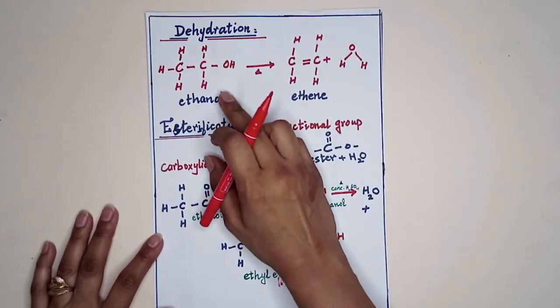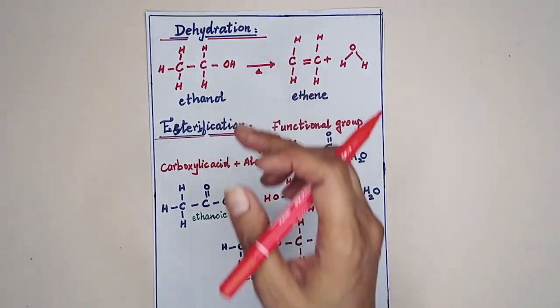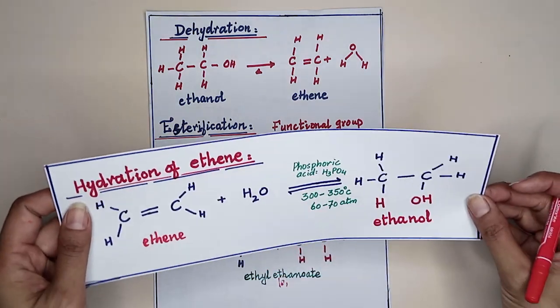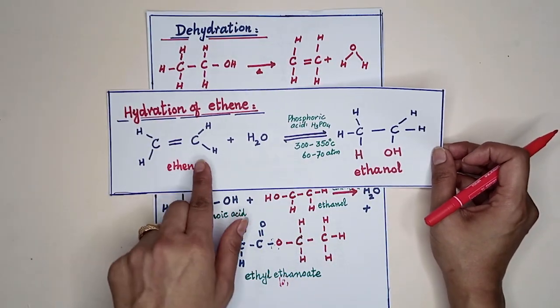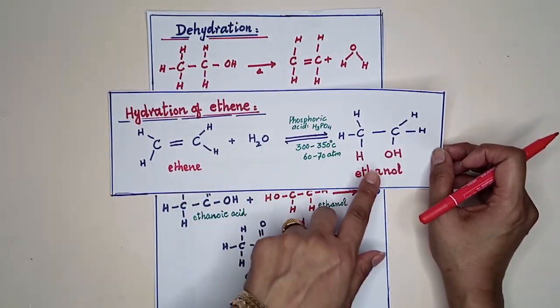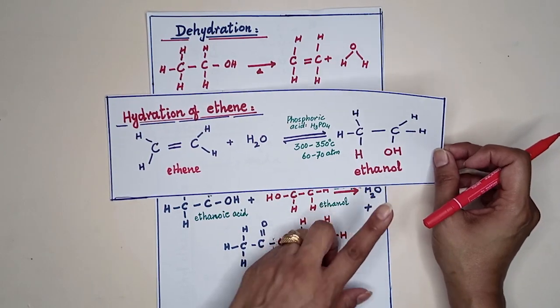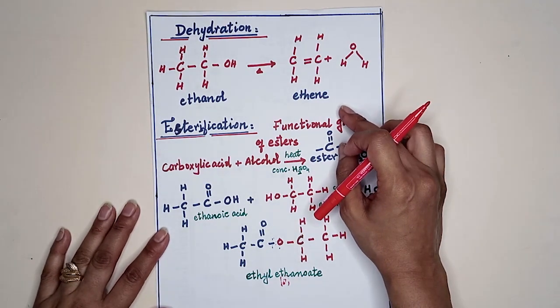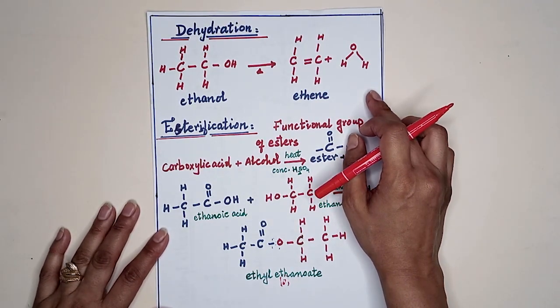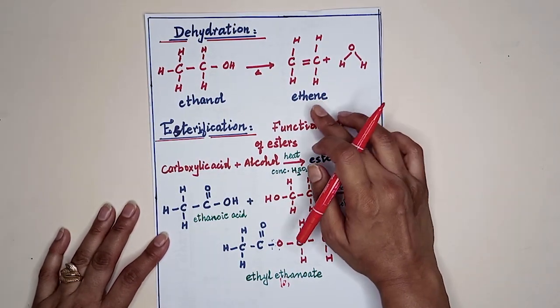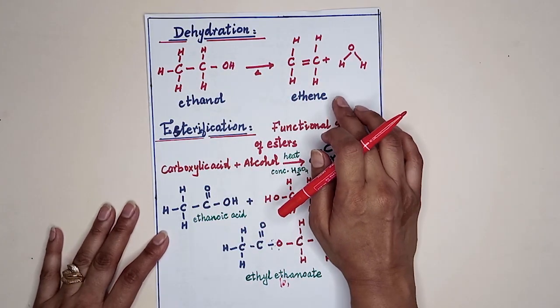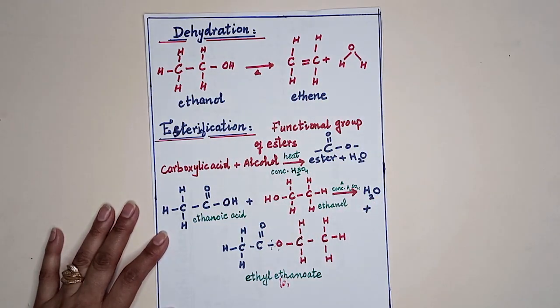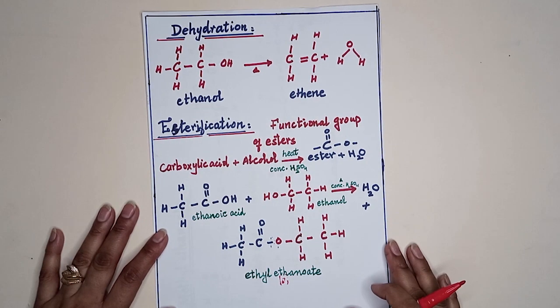dehydration of ethanol, which we have prepared previously. We have done this hydration of ethene; through this hydration of ethene, ethanol was prepared. Now if we take the same ethanol and heat it, it will again convert into ethene and steam. This property is used to prepare the alkene. Another very important property is the esterification.